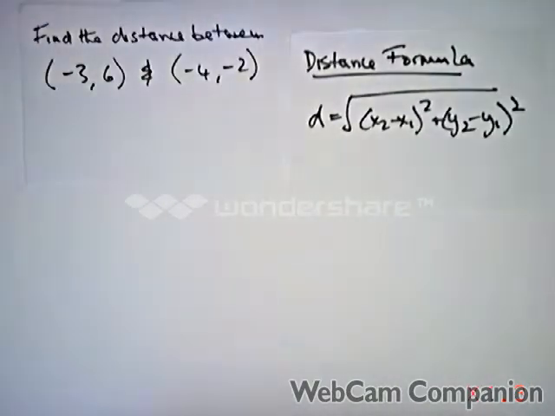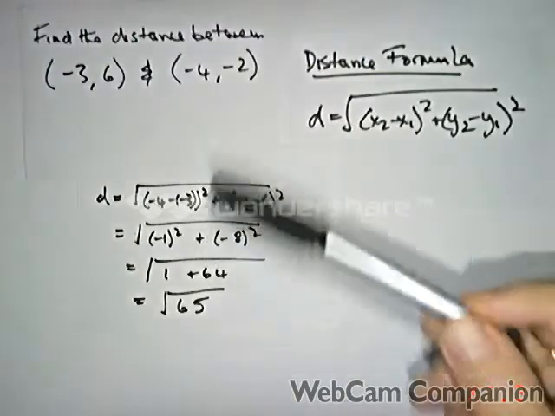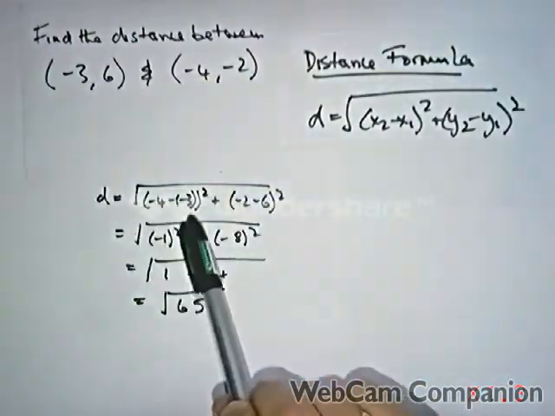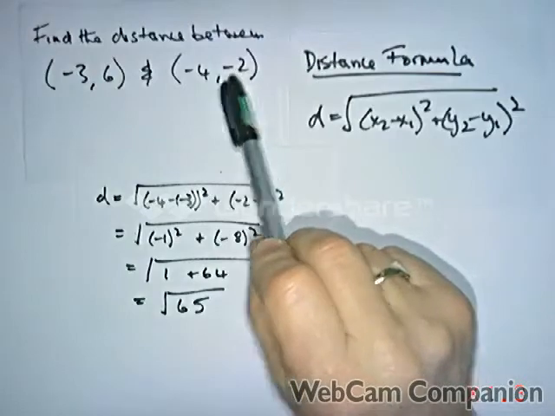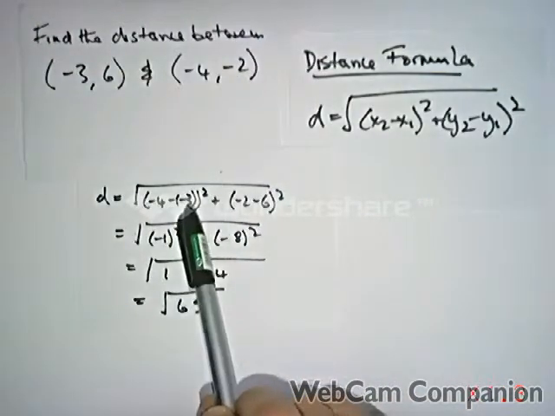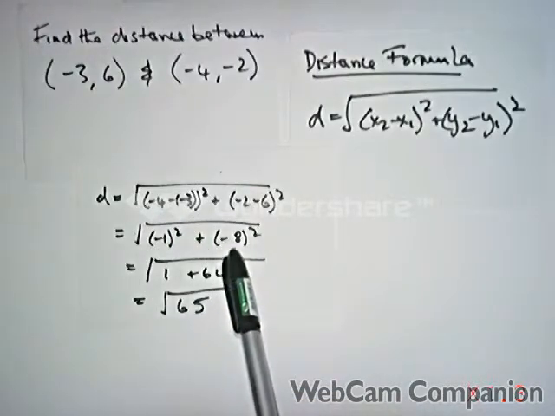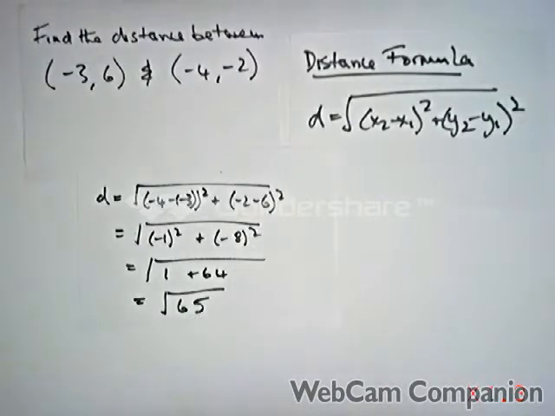There's our distance formula, x2 minus x1 squared plus y2 minus y1 squared, square rooted, and in this case I've taken the second one to be point 2, so I've got the difference in the x's is minus 4 minus minus 3 all squared, the y's minus 2 minus 6 squared, taking care with the signs. Minus minus 3 gives me plus 3, so I get minus 1 squared plus minus 8 squared, and it comes through to root 65. Hopefully you got that okay.